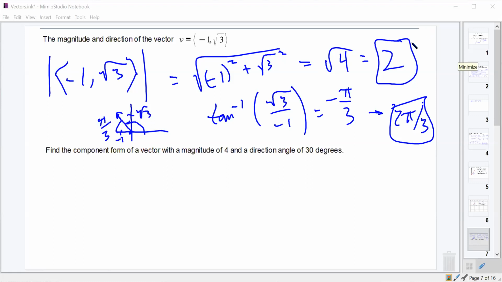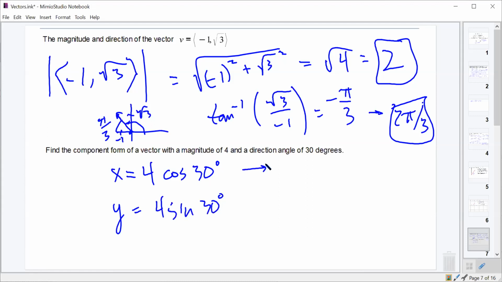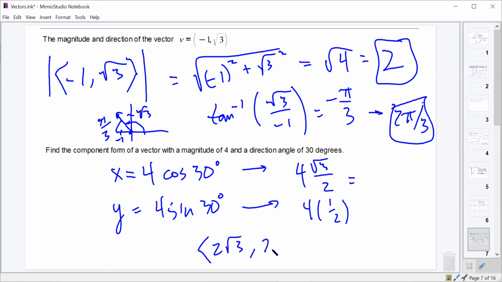All right. And how will we find the component form of a vector that has a magnitude of 4 with a direction angle of 30 degrees? Any ideas on that? Yep, we should just be able to use the same idea that we've been using for polar: x should be equal to our r value, or our magnitude, times cosine of 30 degrees, and our y value should be 4 times the sine of 30 degrees. And so this should give us what? 4 times root 3 over 2, and 4 times a half, which will give us a vector of 2 root 3 comma 2.